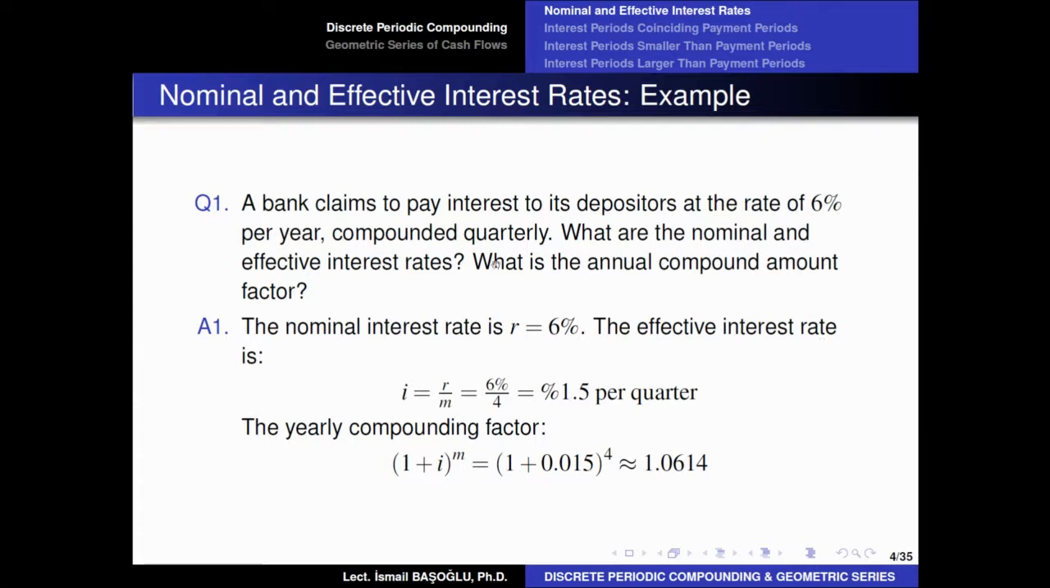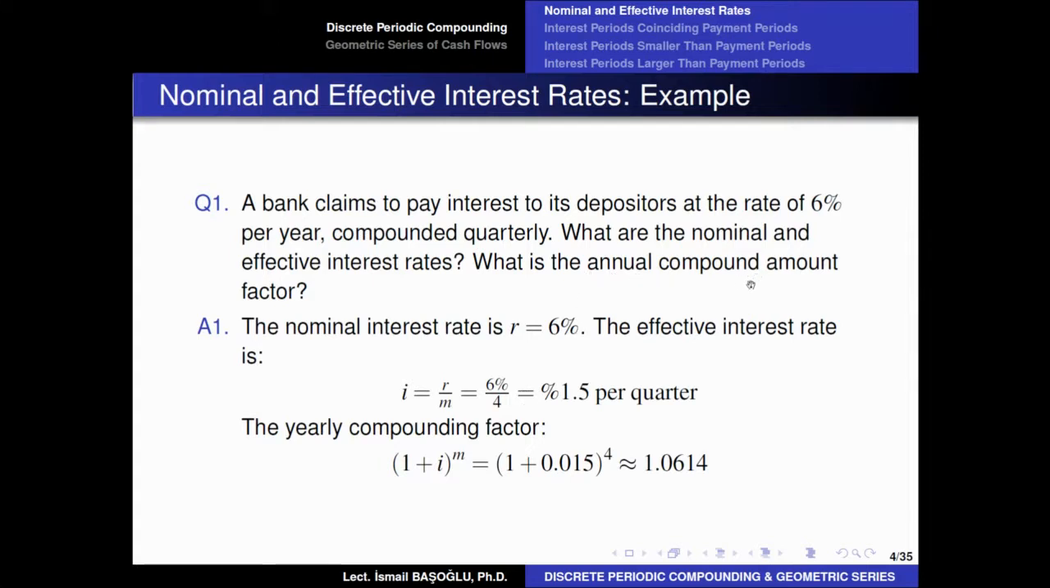The effective interest rate for each quarter will be 1.5%, which means we divide the nominal interest rate by 4 because there are 4 quarters in a year. So the effective interest rate applied in each quarter is 1.5%. Now, what is the annual compound amount factor? In other words, if you deposit $1 to this bank, at the end of the year, what would its new value be? What happens to your $1?